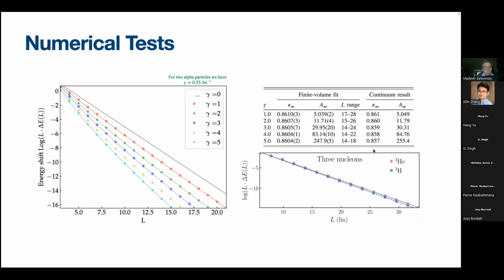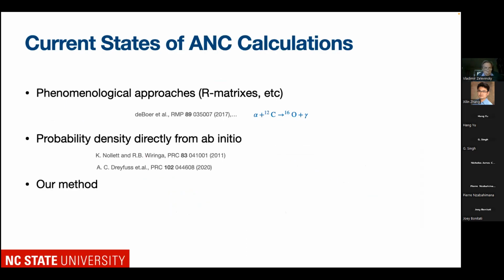And we also run an independent lattice setup, which has helium-3 and tritons. And these also fit well. And for this case, where the Coulomb interaction is super small, there's already a 5% difference. And now we are talking about the ANCs.